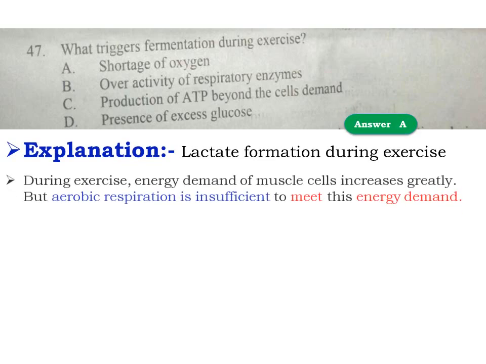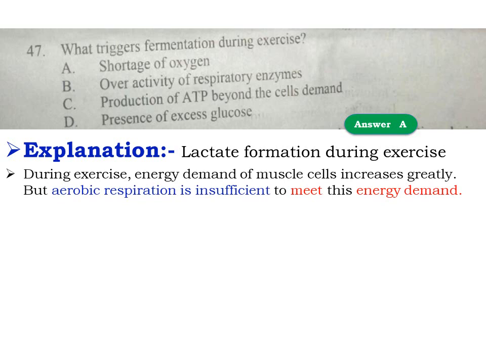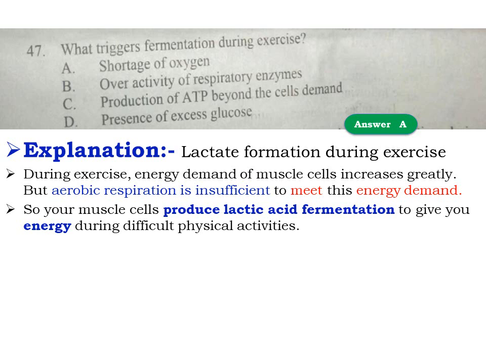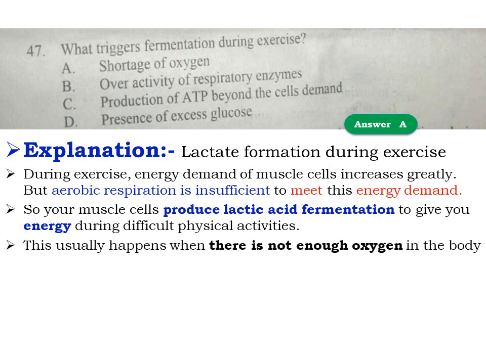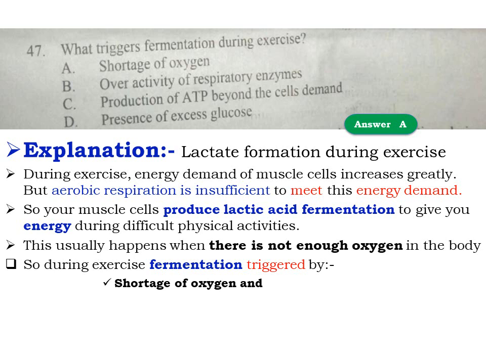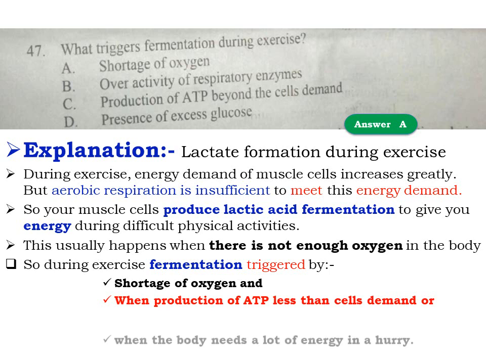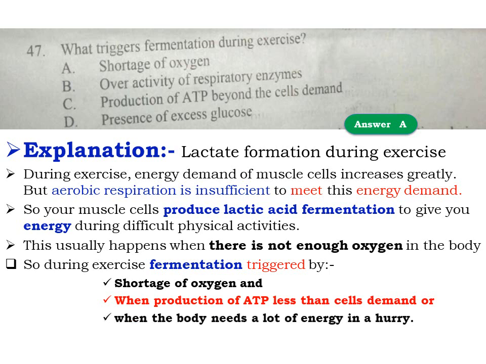Lactic acid formation during exercise. During exercise, the energy demand of muscle cells increases, but aerobic respiration is insufficient to meet this energy demand. So your muscle cells carry out lactic acid fermentation to give you energy during this difficult physical activity. This usually happens when there is not enough oxygen in the body. So during exercise, fermentation is triggered by shortage of oxygen, when production of ATP is less than cell demand, or when the body needs a lot of energy in a hurry.